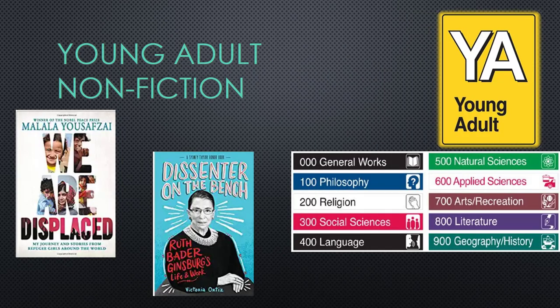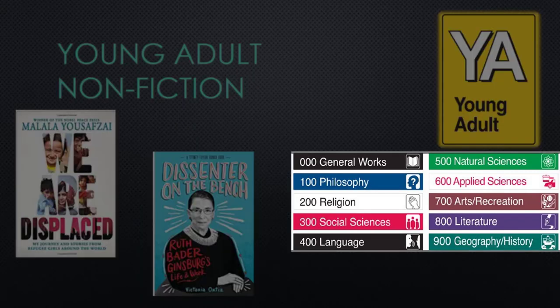Next, we have the young adult nonfiction section, and this is organized by the Dewey Decimal System. And you'll see a chart here that gives a general introduction to how Dewey is organized. So you'll see there are different categories for each subject, and each of those subject areas is represented by a number. So if you're looking for a history book, you can look on the spines of the books at the call number label, find the ones that begin with 900, and you'll be in the history area.